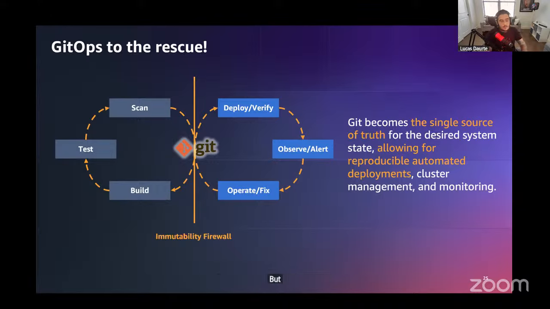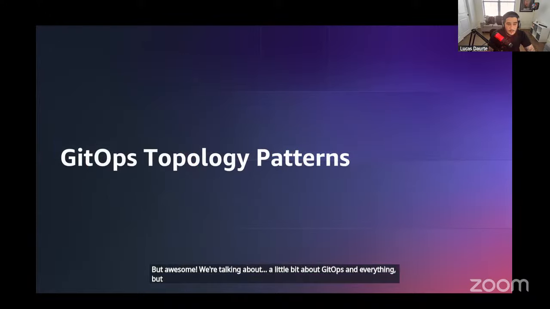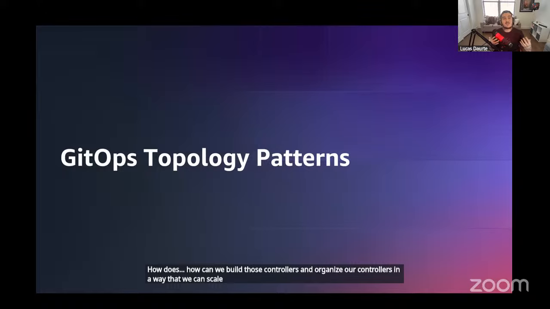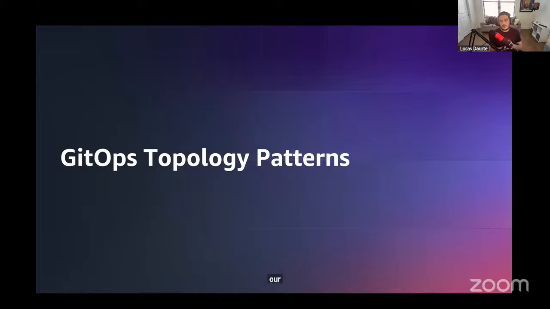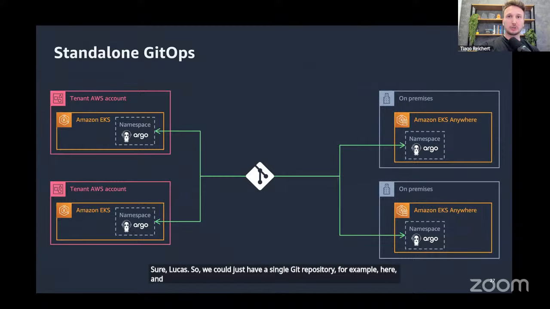But awesome. We're talking a little bit about GitOps and everything, but what are some topologies and patterns? Because we understood that we have just a single source of truth. How can we build those controllers and organize our controllers in a way that we can scale and it benefits our company, right? How can we do that, Tiago? Sure, Lucas. So we could just have a single Git repository, for example, here, and I won't cover folder structure for now because Lucas will cover this in detail later on.